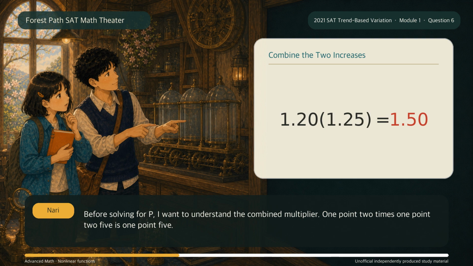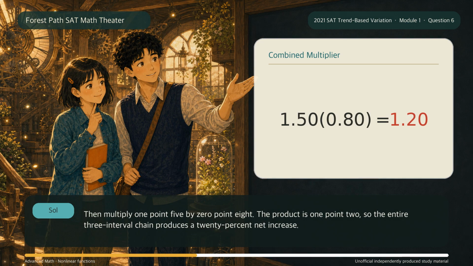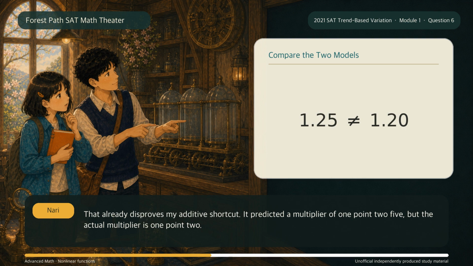Before solving for P, I want to understand the combined multiplier. 1.2 times 1.25 is 1.5. Then multiply 1.5 by 0.8. The product is 1.2, so the entire 3-interval chain produces a 20% net increase. That already disproves my additive shortcut. It predicted a multiplier of 1.25, but the actual multiplier is 1.2.